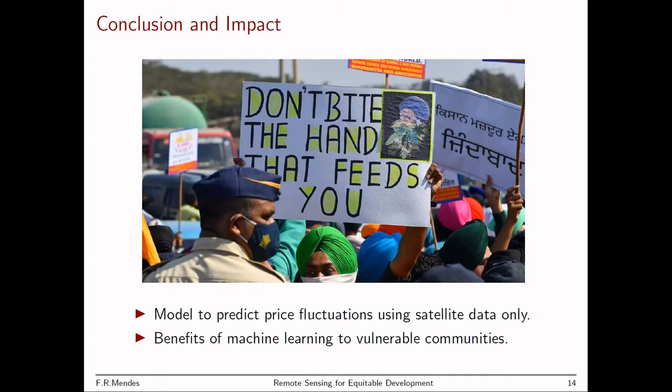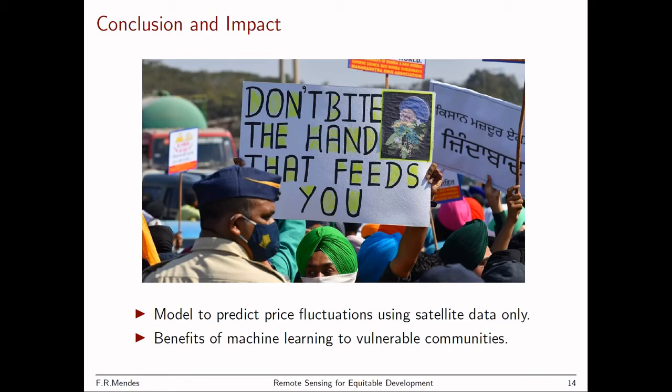And so where does this leave us? What we've done here is we've created a model that predicts price shocks based solely on satellite data. And that's important because it gives a very cheap, easy data set that can be distributed to farmers and allows them to enhance their productivity.